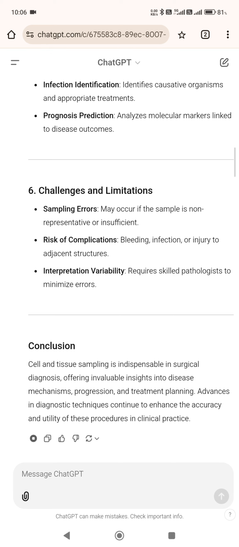Conclusion. Cell and tissue sampling is indispensable in surgical diagnosis, offering invaluable insights into disease mechanisms, progression, and treatment planning. Advances in diagnostic techniques continue to enhance the accuracy and utility of these procedures in clinical practice.